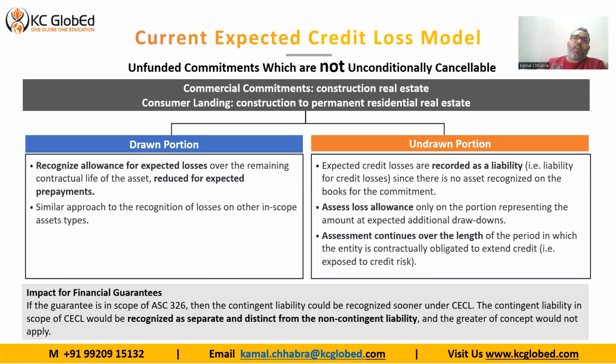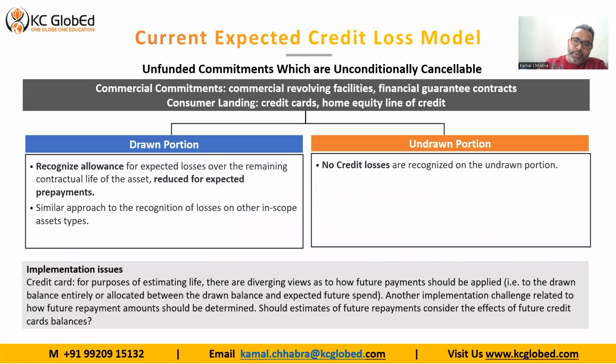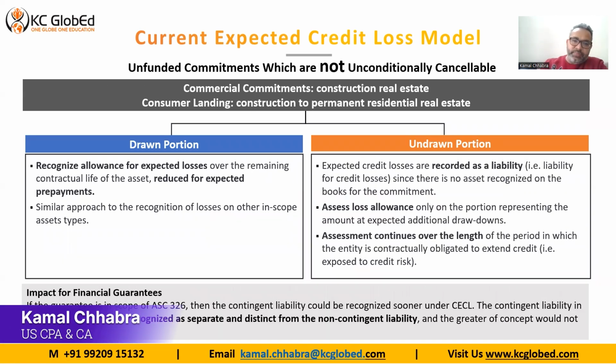Now coming to off balance sheet items. There are 2 categories: unfunded commitments which are not unconditionally cancelable, and unfunded commitments which can be unconditionally cancelable. Not unconditionally cancelable means there are certain conditions attached. If you want to cancel it, there might be a possibility of certain liabilities. There are 2 categories of commitment: one is commercial commitment, and the second is consumer lending commitment.